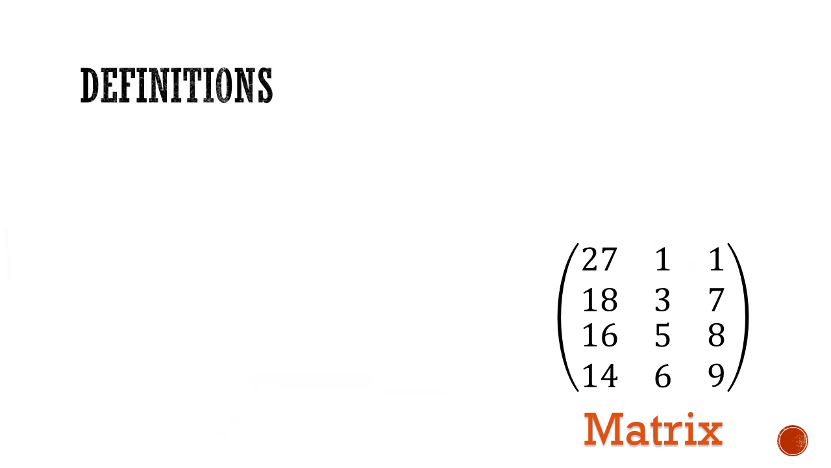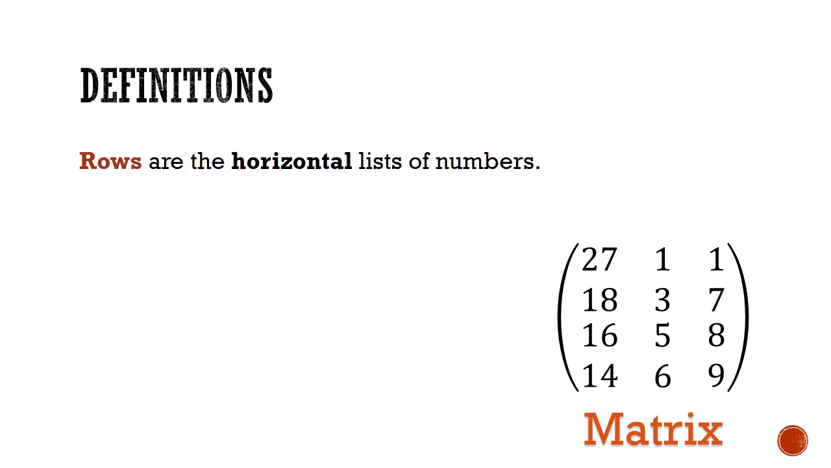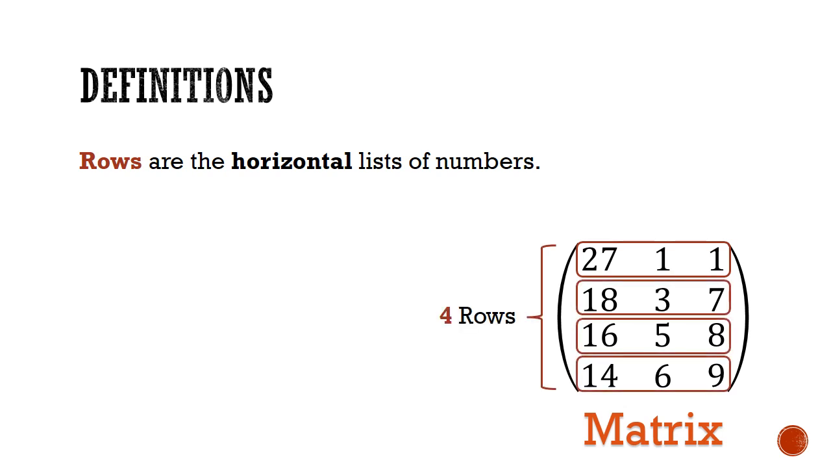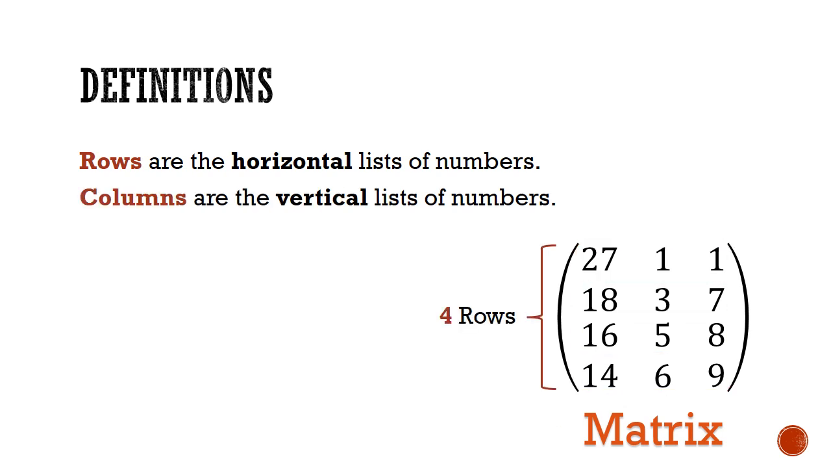The entries in a matrix are arranged in rows and columns. Rows are the horizontal list. In this given example, we see 4 rows. Columns are the vertical list of numbers. In this example, we see 3 columns.